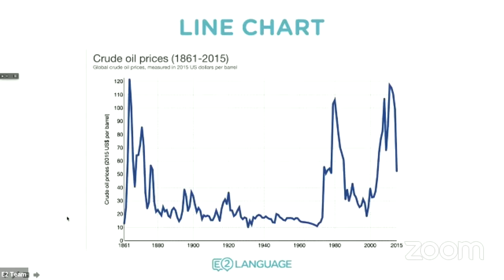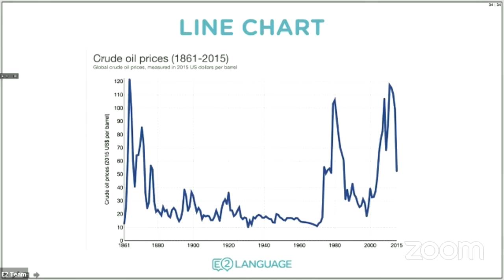Let's keep going. Line chart. Here we go. So what do I say? This line chart, because it's a line chart. So this is number one. Then I go to number two, the title, and then I go to the x-axis here, number three. So I say this line chart represents the price of crude oil in dollars per barrel from 1861 to 2015.